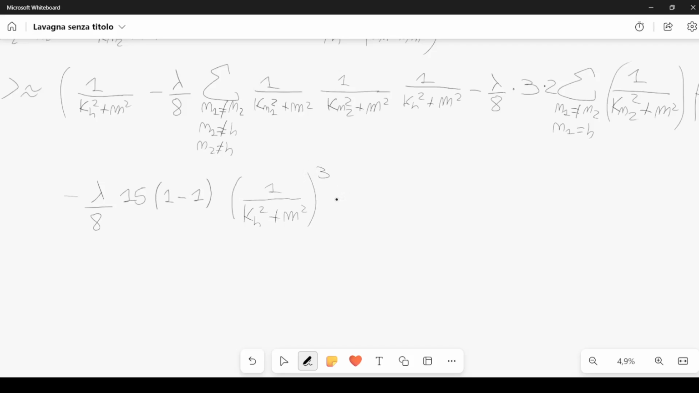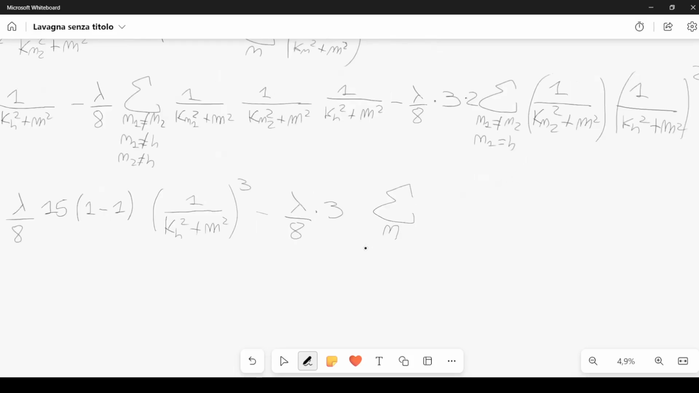And then you have just one final term, minus lambda over 8, and then here you have to multiply this by 3, and this factor of 3 is related to an integral of phi to the fourth, just like the others. I mean, just like this one here. But in this case, we are summing over n1 equal to n2. So I can write it like this. I can put n here. We also have the condition n not equal to h.